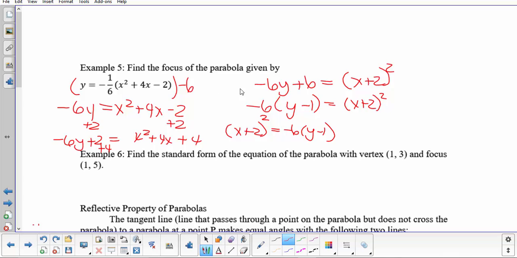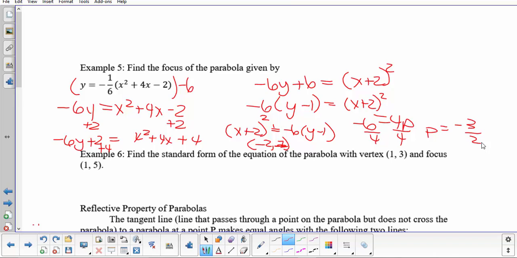Now, from here, we're being asked to find the focus. So in order to find the focus, there's a couple things we need to find. We need to find p, and we also need to find where our vertex is. So the vertex is easier than p for right now. So the vertex is located at negative 2, positive 1. Okay, so that's where our vertex is located. So to find our p-value, we take negative 6 and we set that equal to 4p. So p would be equal to negative 3/2.